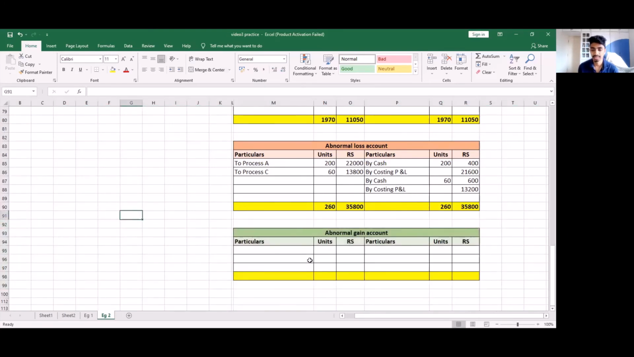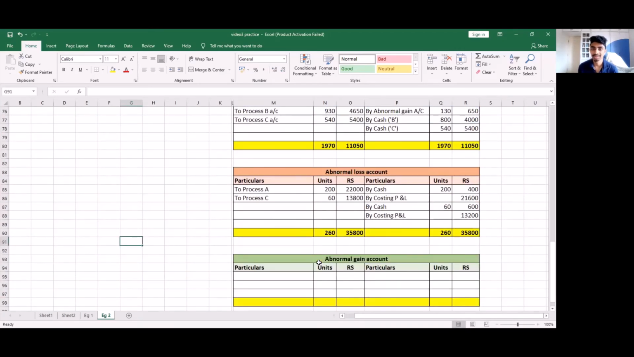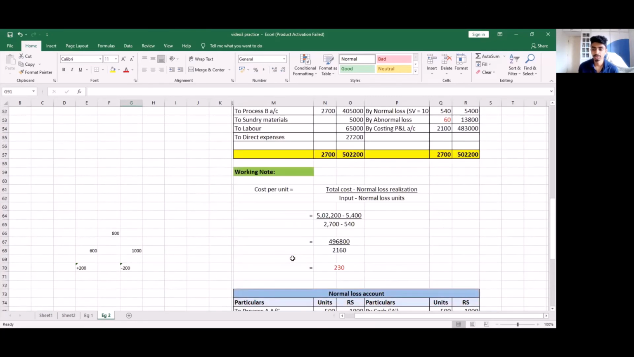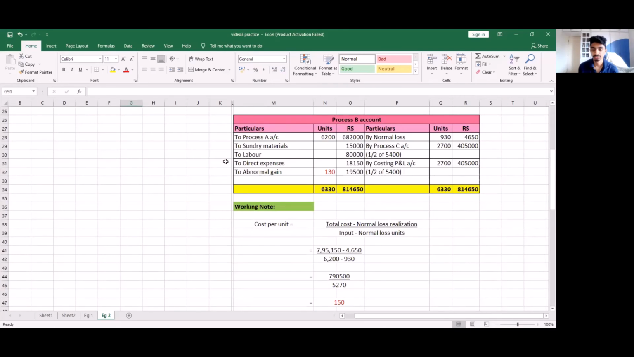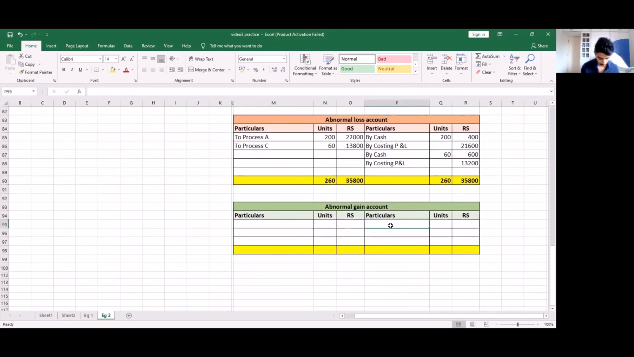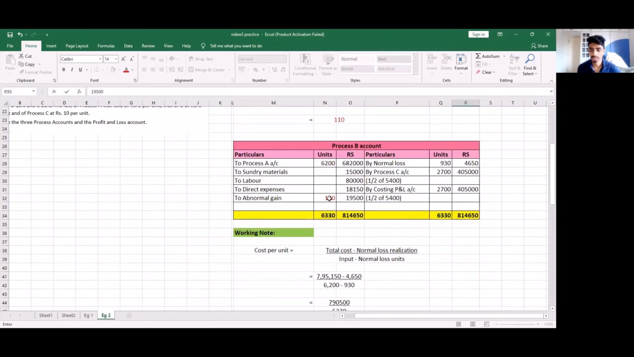So we have already seen how to prepare the abnormal gain account in our previous question. So I will not be emphasizing on it this time. So first, we transfer our abnormal gain from our process account. So since we have an abnormal gain only in process B, we will write by process B account in our abnormal gain account. By process B, we have 130 units valued at 19,500. We have just copied the value from the process B account.